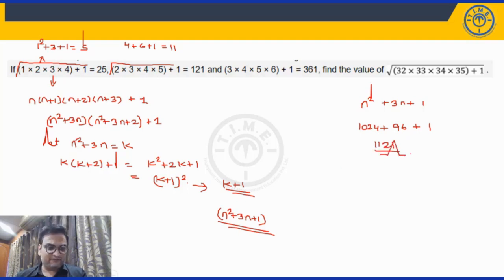All right. So with this, I hope the question was clear. Here, the important thing to learn was how we simplify terms involving the product of 4 consecutive integers like this. So this is how we do it. I hope this was clear.